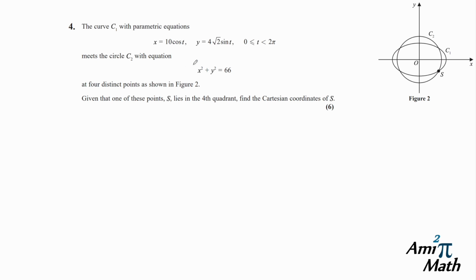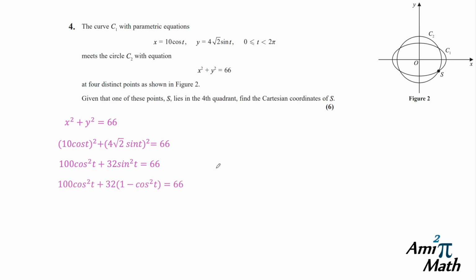Okay, so let's proceed. It's saying that we need to find one of the points where these two curves meet, and we've got this equation and this equation, or these equations. So basically all we need to do is just plug these into this equation. So we've got x squared plus y squared equals 66. We know that x is 10 cos t, and y is 4 root 2 sine t. And you can just expand it like this.